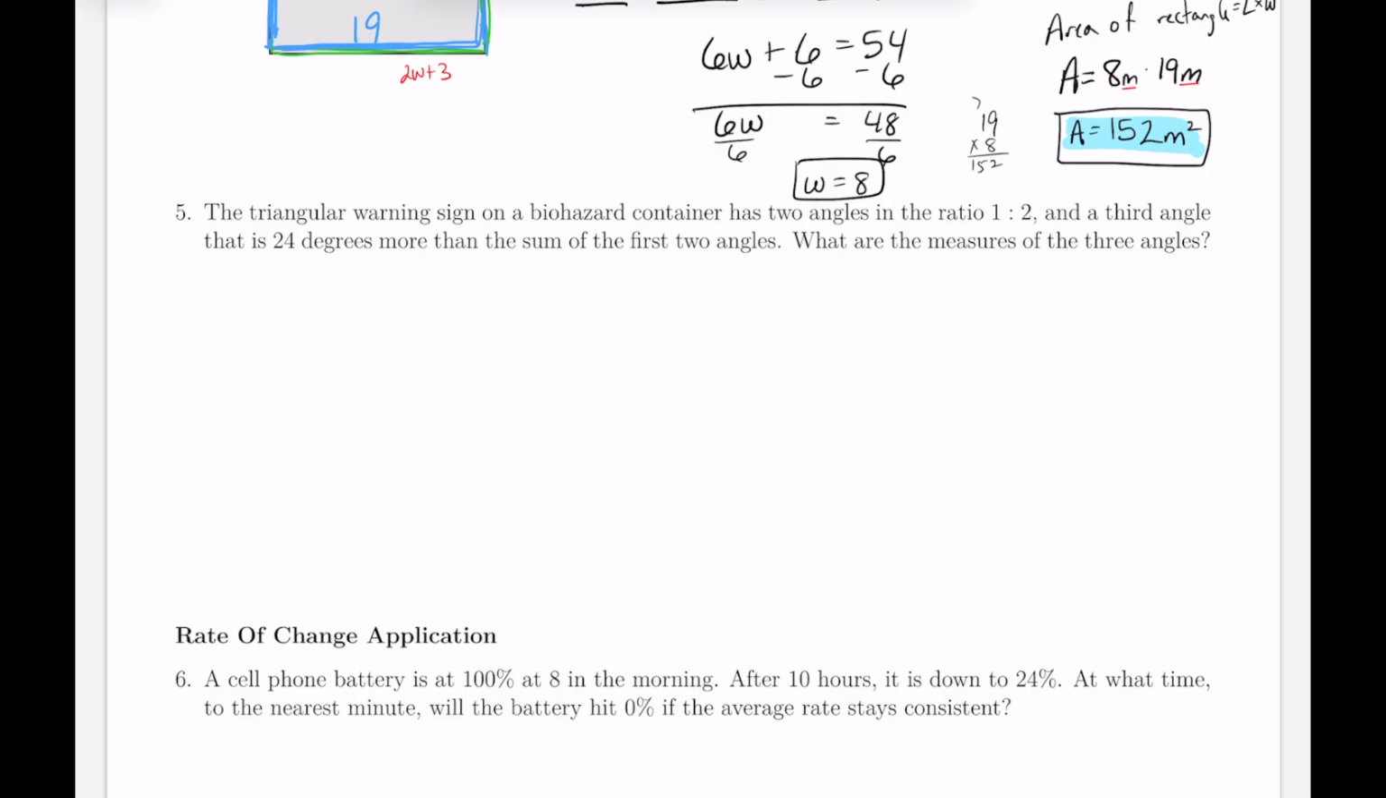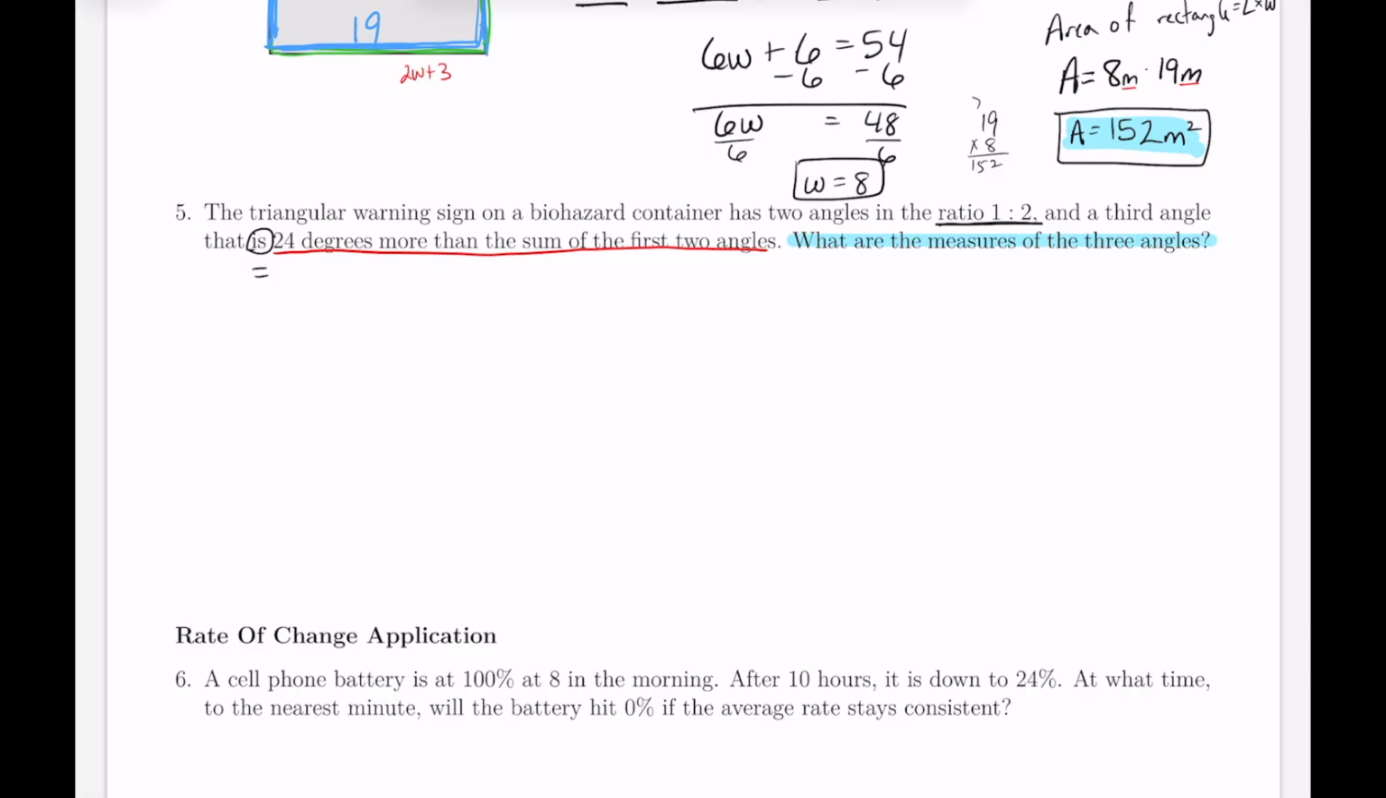Now I could just jump in, but I have to read the question. The question says, what are the measures of the 3 angles? So my answer is going to be 3 different angles, right? It's not just the first angle, it's all 3 angles. Let's figure out what's important here. The first idea is the ratio is 1 to 2. I've already explained that one of them is just twice as big as the other. And then something else that's important is that the third angle is 24 degrees more than the sum of the first 2 angles. Of course, this is right here. That's our equal sign.